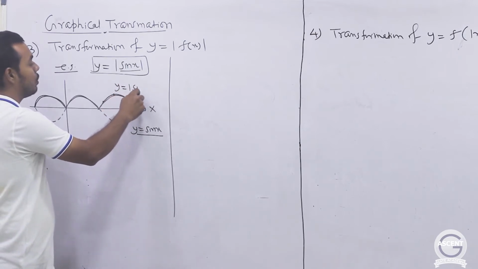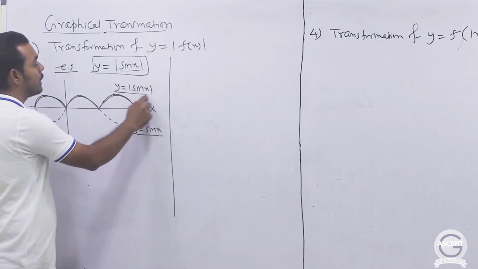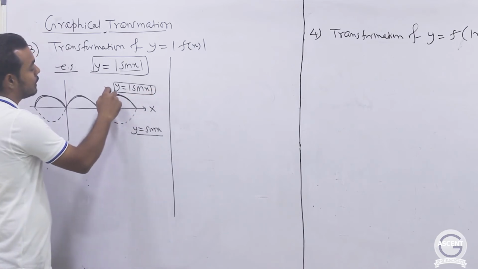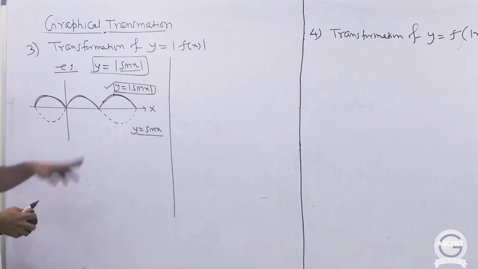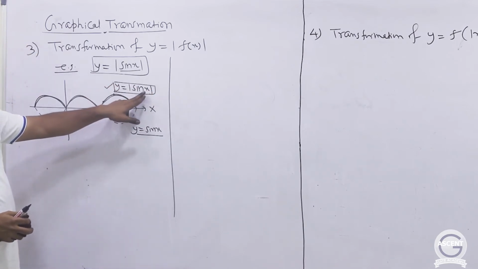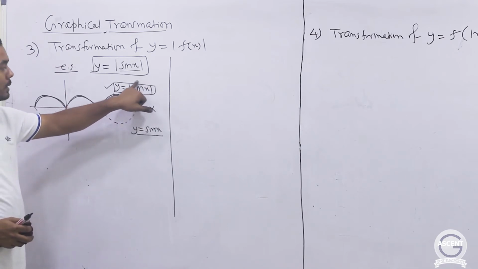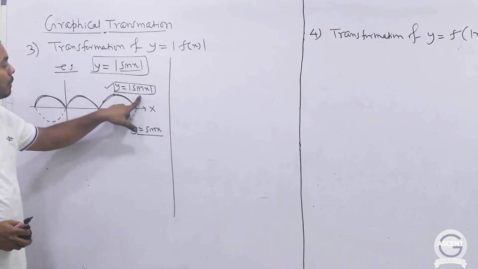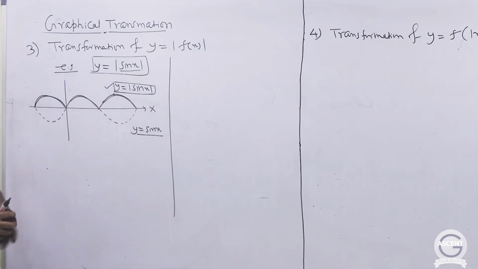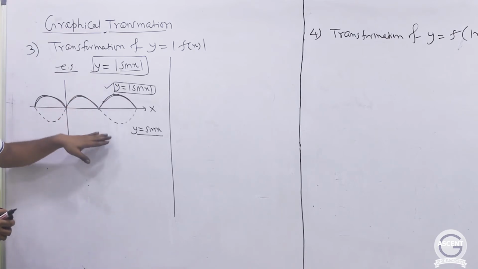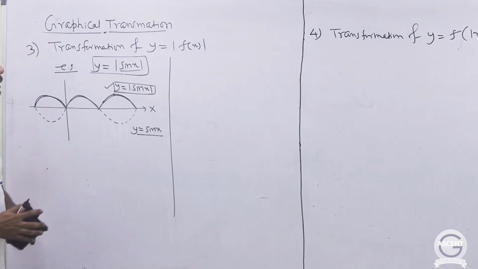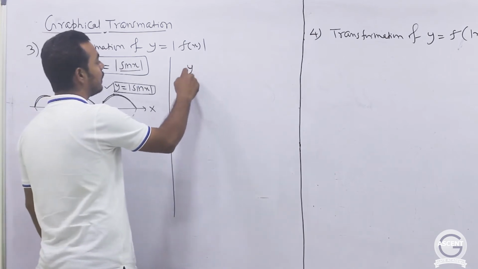Remember that no portion of the graph should be below the x axis, because y is always positive. Why is y always positive? Because y is mod of sin x. Now whether sin x is positive or negative, mod sin x will always be positive. So in order to draw the graph of this type of function, the first step will be to erase the portion of the graph below the x axis and then take its image in the x axis. You can consider another example.